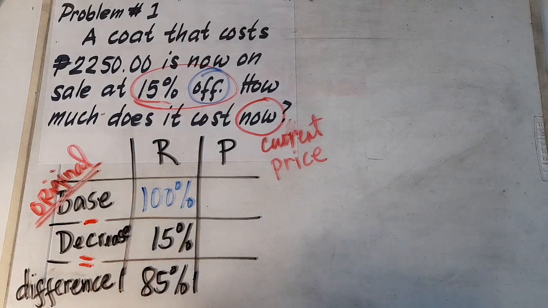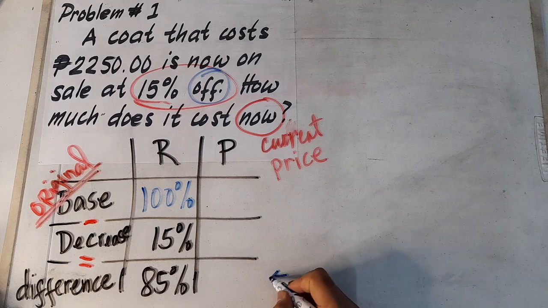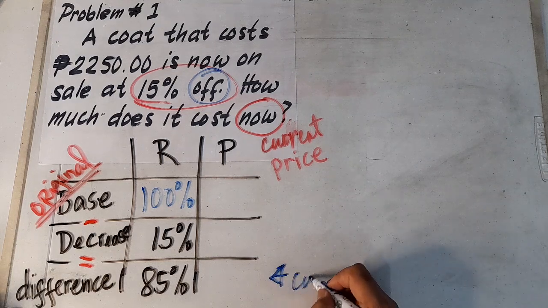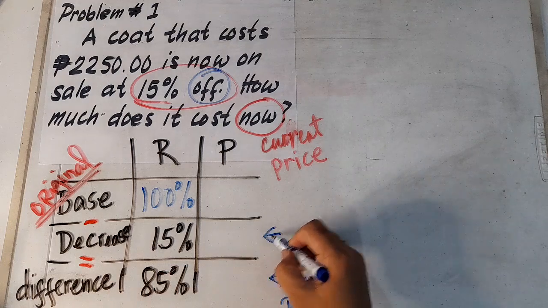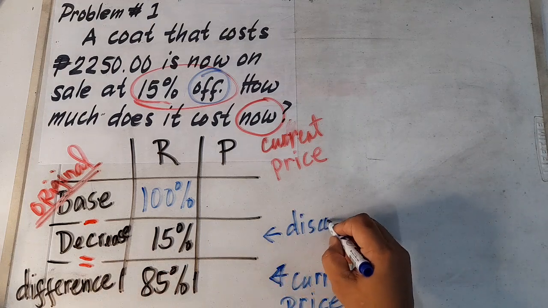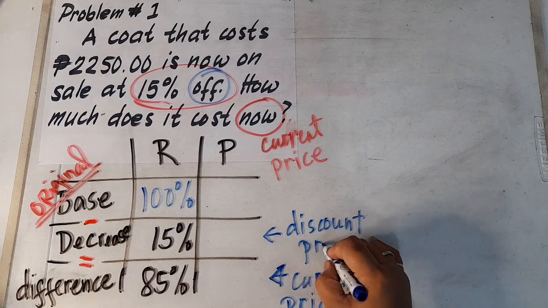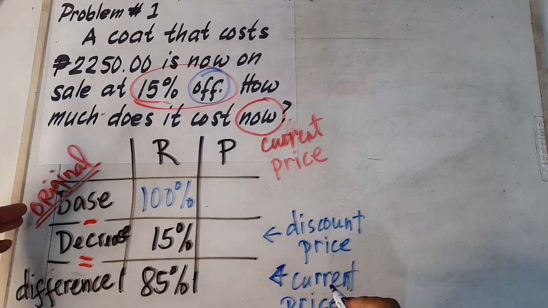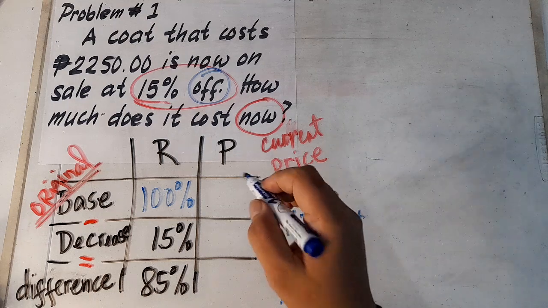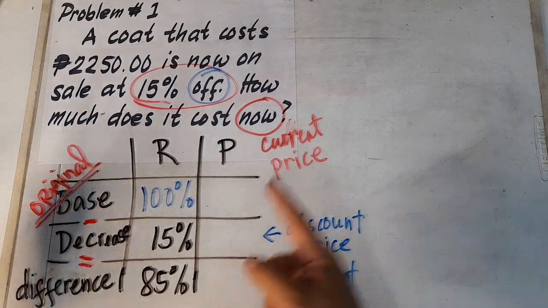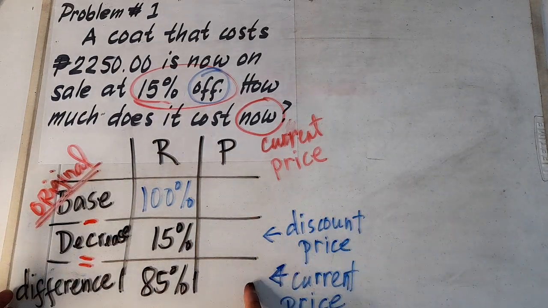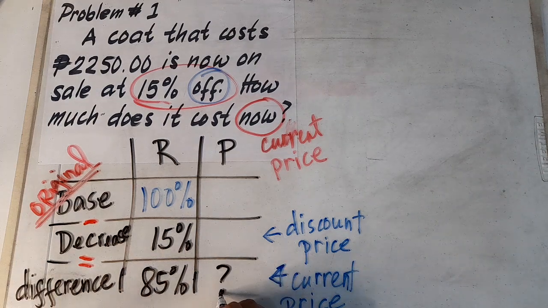Okay? So, here, in our table, etong part na to is the current price. Okay? Yung decrease is the discount price. So, yung ating original or yung base is actually the original price. Okay? So, hindi naman siya tinanong magkano yung discount. Hindi rin naman ang tinatanong kasi ay yung current price. So, we place a question mark here.